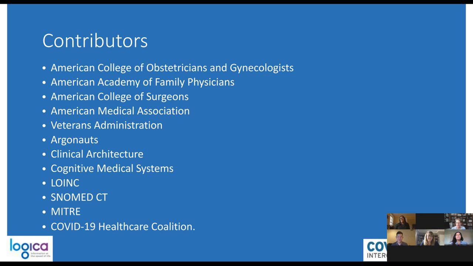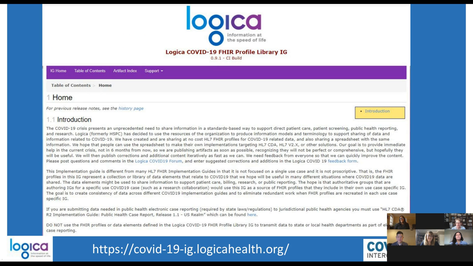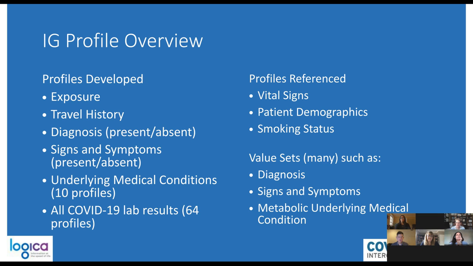So we've had a lot of contributors to the content within the FHIR Implementation Guide. This is the main screen that you really need to see, which has the link to the FHIR IG that you can go in and freely download. All of the value sets used within the implementation guide are also in the Value Set Authority Center, so you can go in and find everyone that's associated with the coded elements.